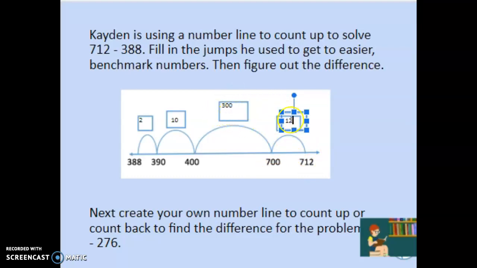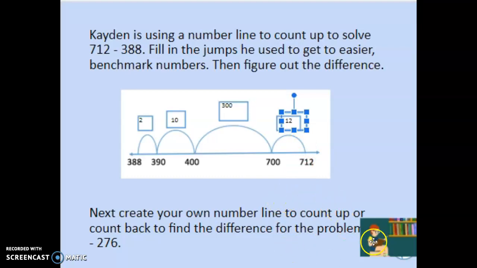So now I'm going to take all of these numbers here, and it should tell me the difference. So I have 300 plus 12, the 10 and the 2. So plus 12 is 312, plus 12 more is 324.